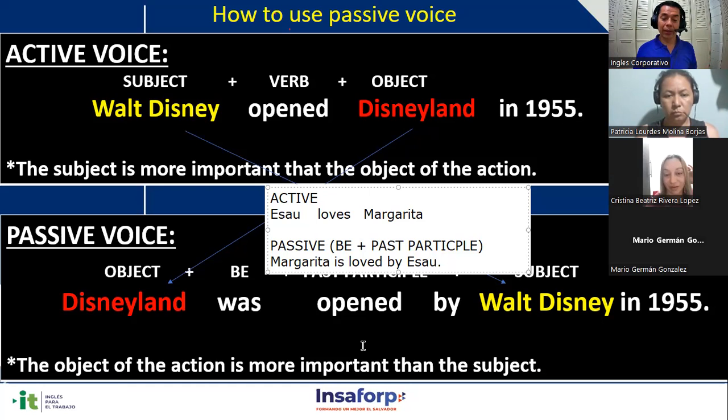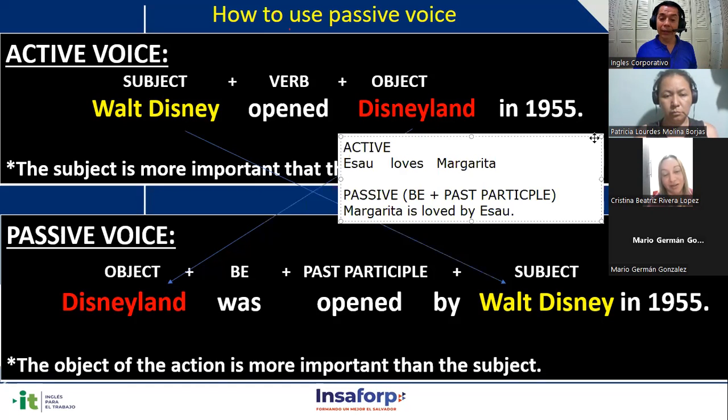Pero solo quiero entender, ahí dice Esaú ama a Margarita. Ajá. Y en la siguiente, Margarita es amada por Esaú. Yes, that's correct. So, the first one, Esaú is the subject, Margarita is the object. In the second one, Margarita is the object and Esaú is still the subject. But they change position, right? Why is that? ¿Por qué hacemos eso?